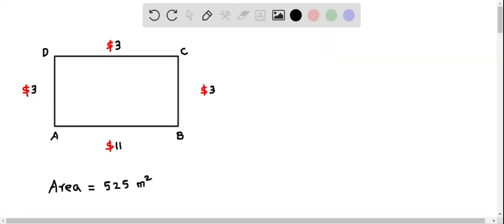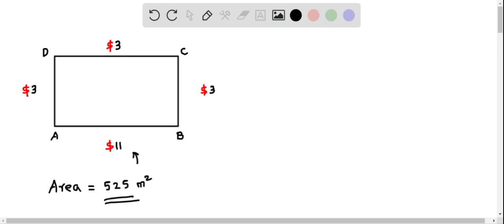Here we determine the minimum cost to create this rectangular enclosure. The area is given as 525 meters squared, and the cost to create the fencing for each of the sides is given as shown in this diagram. That is, the cost of fencing for side AB is $11 per meter, and for BC and the other three sides, it is given as $3 per meter.